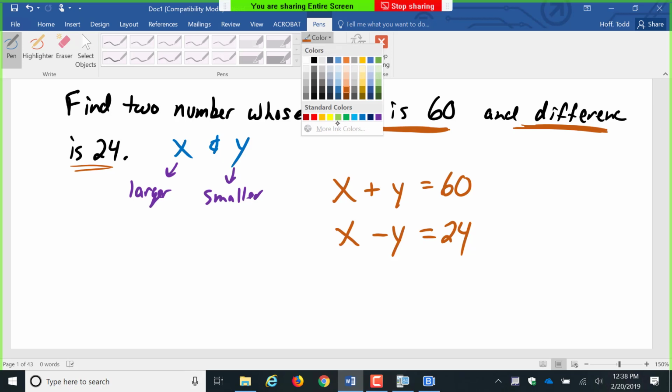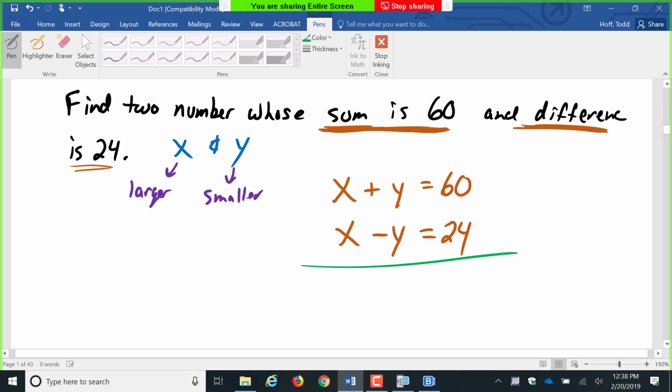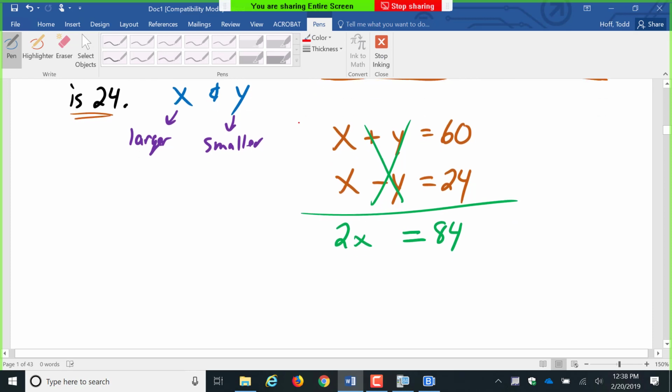Now this one's set up very easily to solve with that addition method. If we simply add the equations here, x plus x makes 2x. Y plus negative y cancels out, equals 84. Perfect. 60 plus 24 is 84. And now we can very quickly solve for x by just dividing by 2. So x is 42.